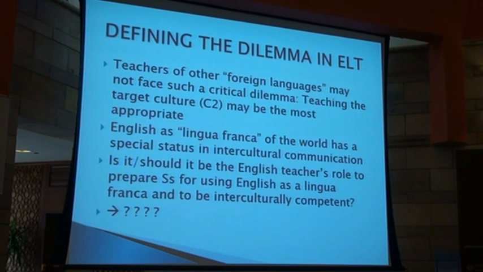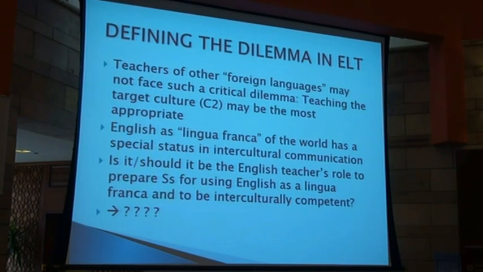So, what is the dilemma in ELT, in language teaching? I feel, and this is a discussable point, that teachers of foreign languages other than English, Arabs teaching Arabic as a foreign language, Egyptians teaching French as a foreign language, any language other than English as the target second language, don't have such a crucial dilemma as we English teachers have, because of English being the lingua franca.